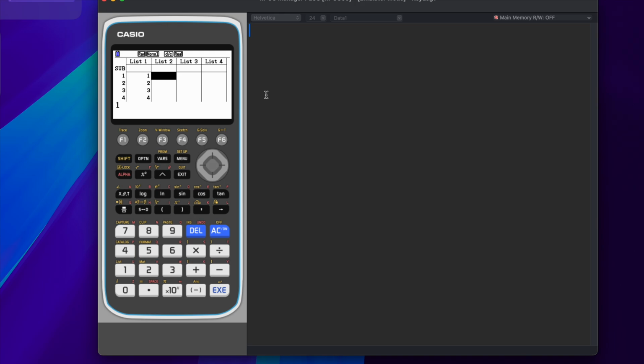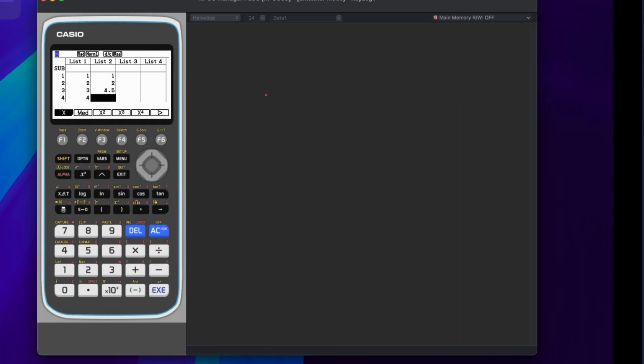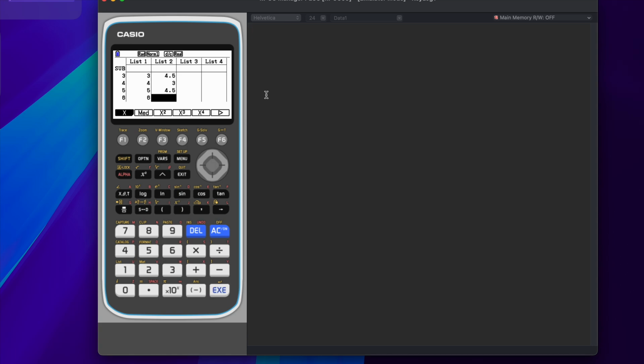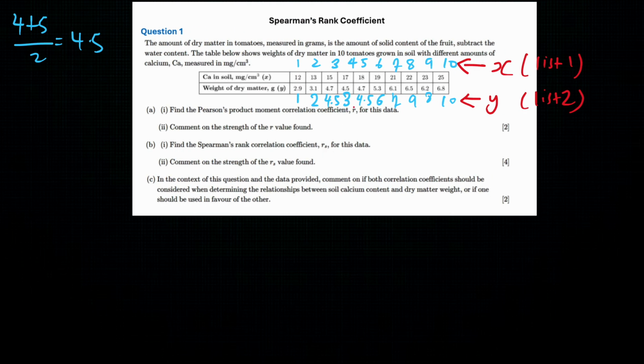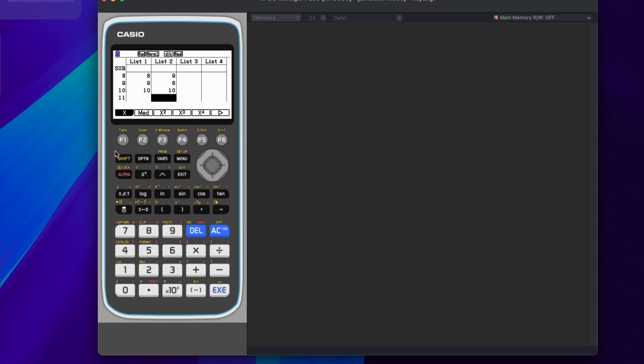So 1, 2, 4.5, 3, 4.5, 6, 7, 9, 8, and 10. So now that we've inputted all our values, we can again press calculate regression x and ax plus b, and we get a new regression line of 0.9665.